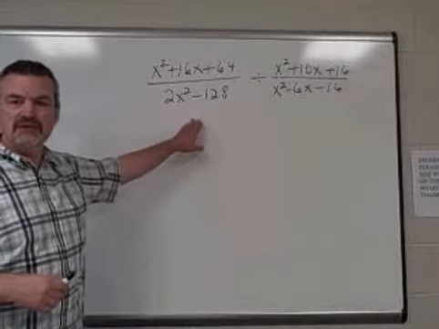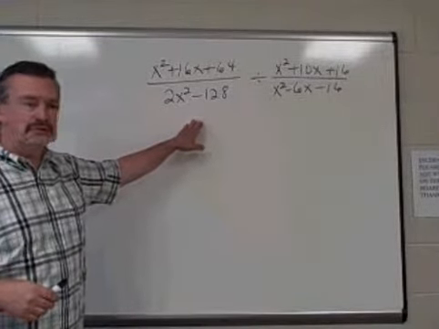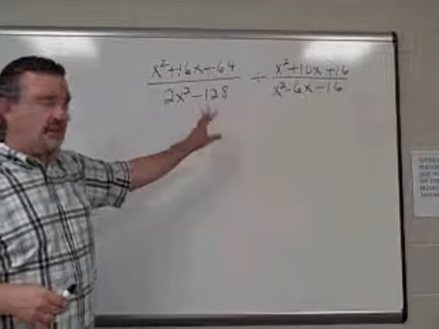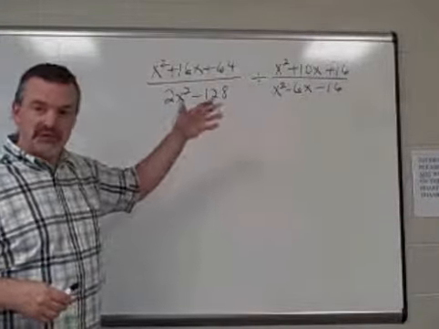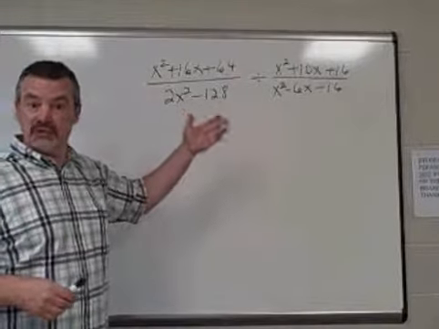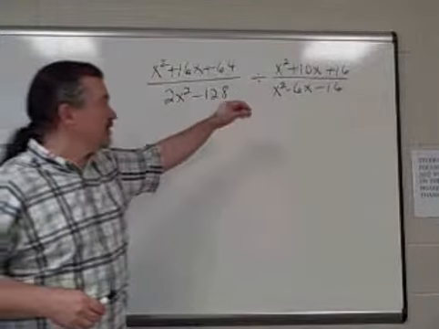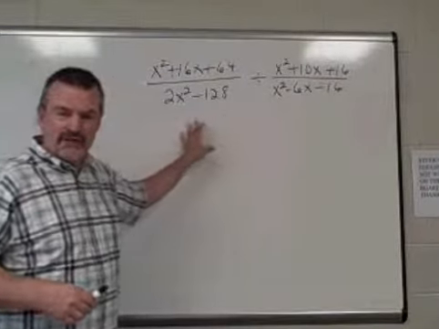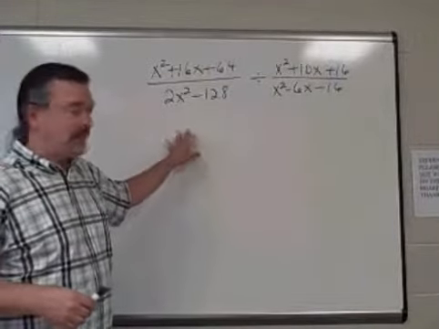This is problem 13 from the Chapter 6 review. We are to divide these two rational expressions. Remember, when we divide rational expressions, when we divide fractions, we take the reciprocal of the second fraction and multiply it times the first fraction.